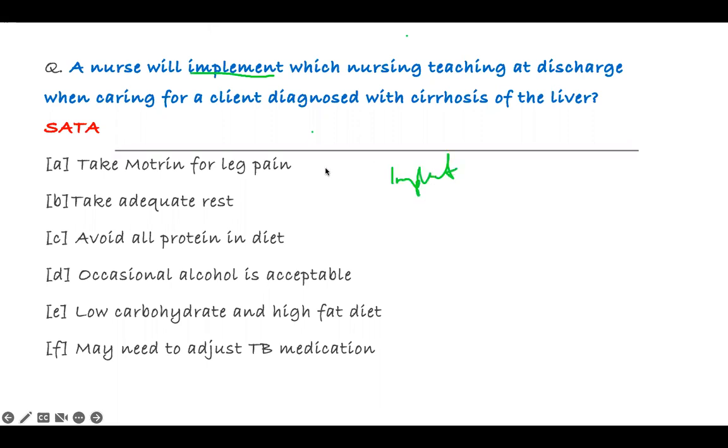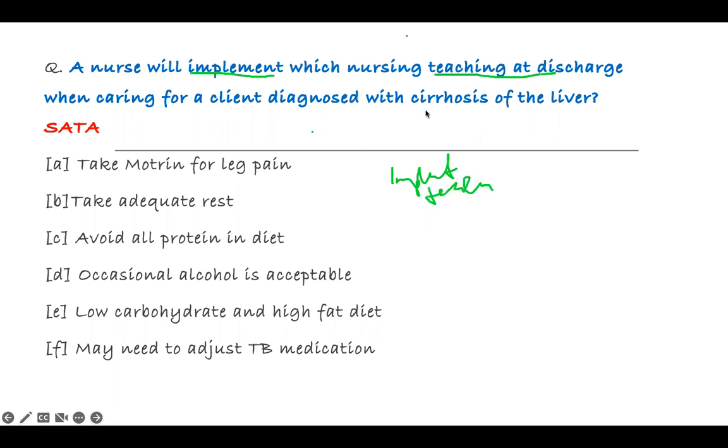We've read the ask and the case all together. So I'm writing my buzzwords. So implementation, because we know that a nurse will implement which nursing teaching at discharge. So that means we are in the hospital. We've looked at a case and we know what is being asked for a client diagnosed with cirrhosis of the liver. So implementation of teaching, that's my buzzwords. Okay, teaching.